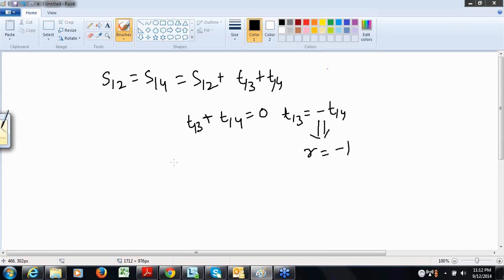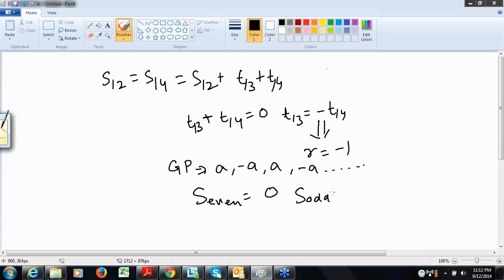So basically the GP is something like A, minus A, then A, minus A, that is going on. So if the sum is for an even number of terms, then the sum of the GP will be 0. And if the sum is of an odd number of terms, it will be A. Okay. Everybody is clear with this? Anybody has a problem? Everybody is clear till now?